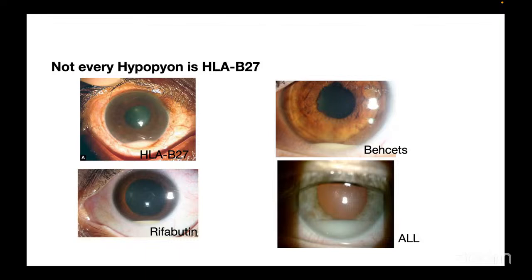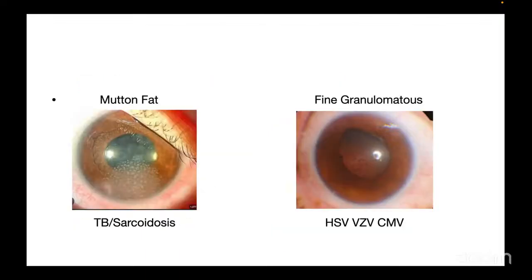Okay. And next class we will definitely have intermediate uveitis cases, so we'll again discuss TB, sarcoid, leprosy, all these things. Okay.